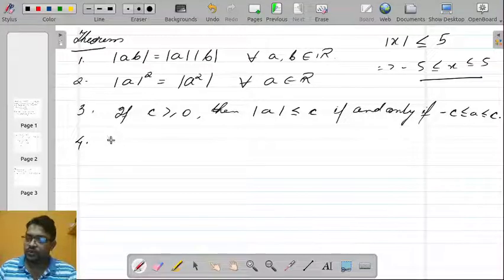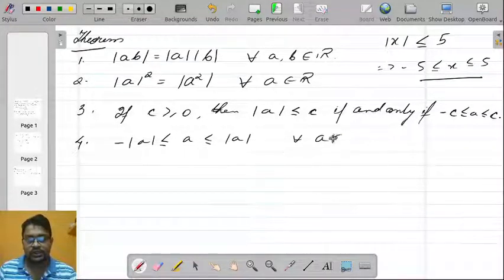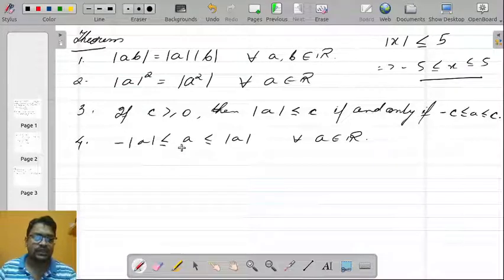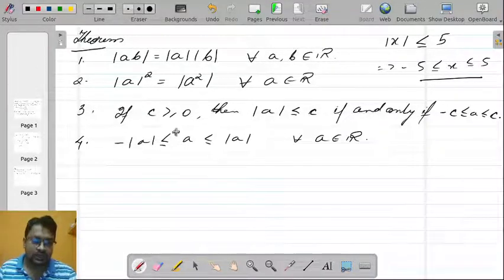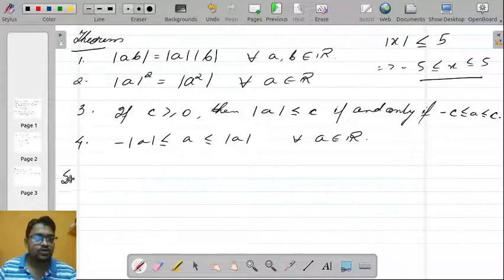Number 4 is minus of mod a is less than or equal to a, less than or equal to mod a, for all a inside R. Any real number lies between these two values, minus of mod a to plus of mod a. In general we can write it this way. So let us try to prove this.